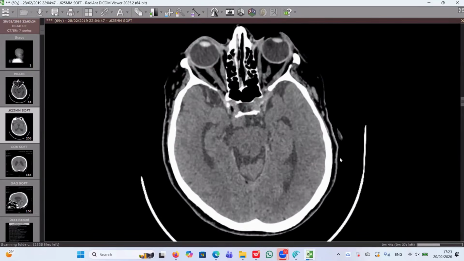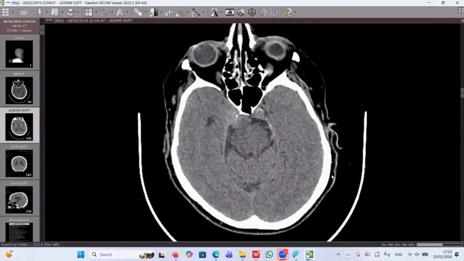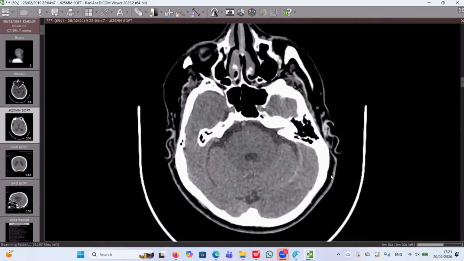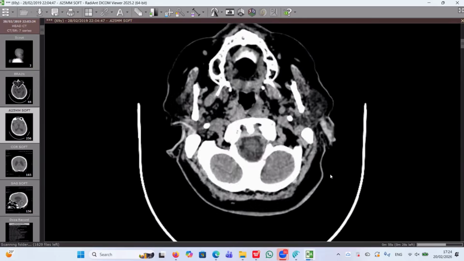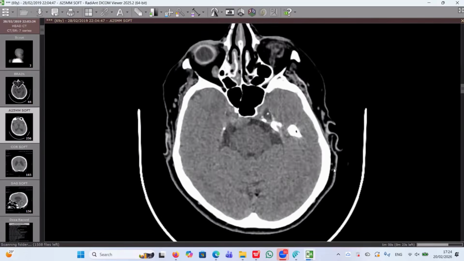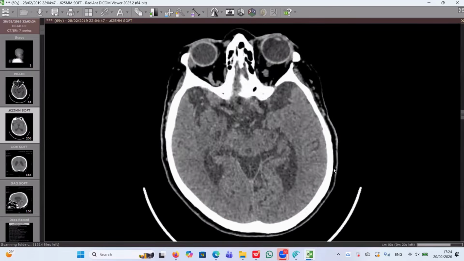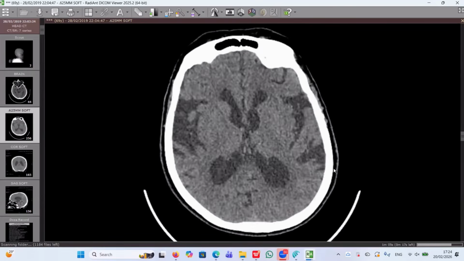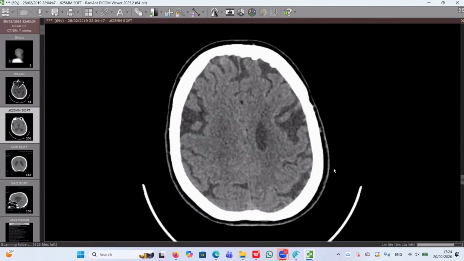This is the age of the patient: 69 years old, female patient, complaining of headache. So this is a non-contrast CT scan of the brain, in which there is obviously no frank change seen. There is no acute infarct noted. Very nice. No evidence of any intracranial bleed is seen.